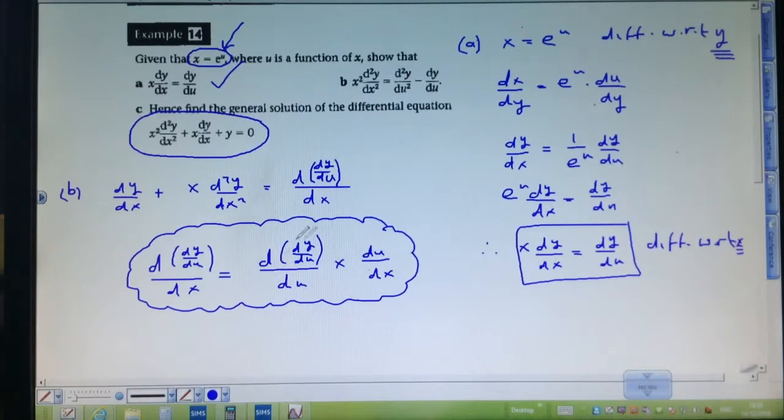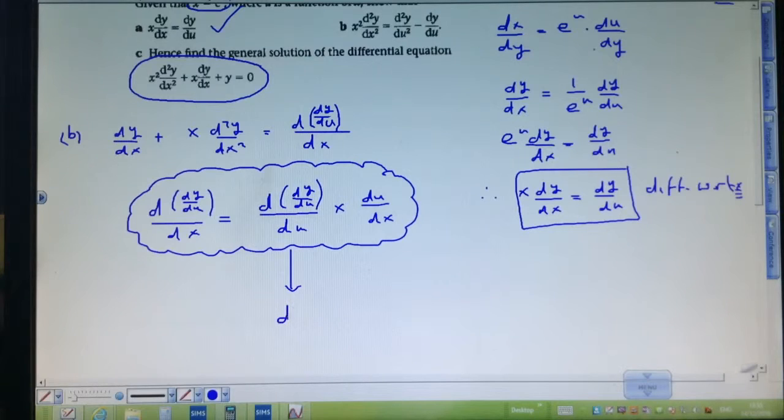So applying the chain rule in that way, we can now go ahead and differentiate. Differentiate with respect to u. Well, this bit here is going to give you d2y by du squared. Well, we've got to times it by du by dx. Okay, and that is equal to dy by dx plus x d2y by dx squared.